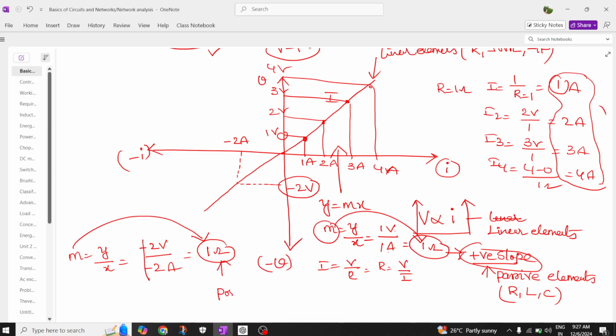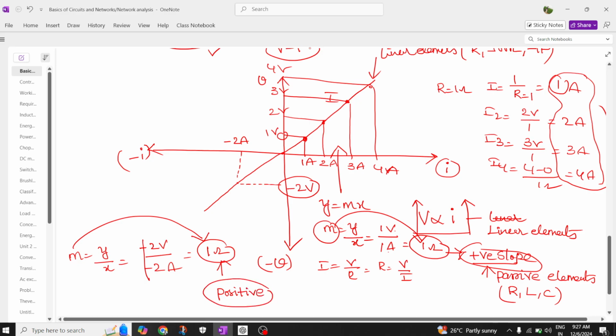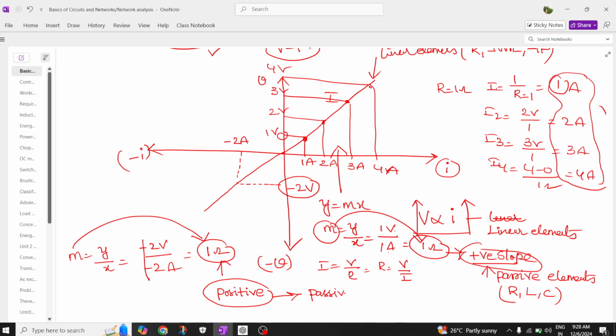If the slope is positive, then these elements are passive elements or energy consuming elements. Those passive elements are again R, L, C. Very important.